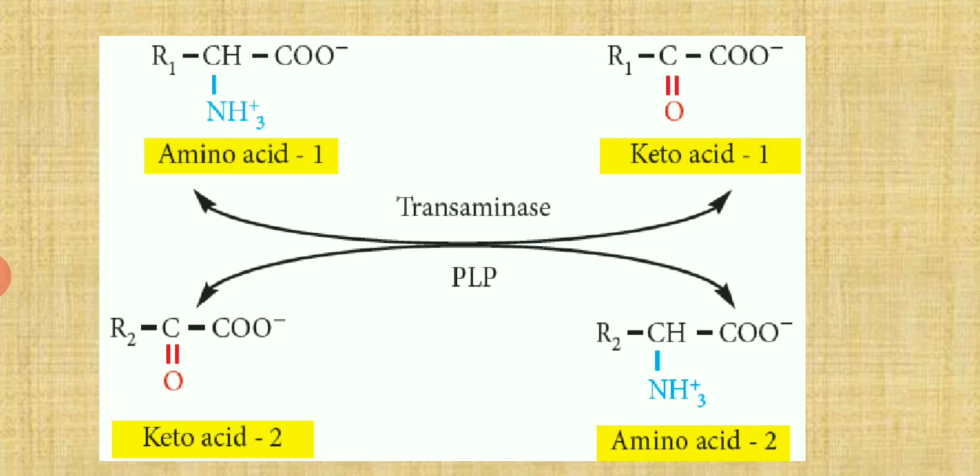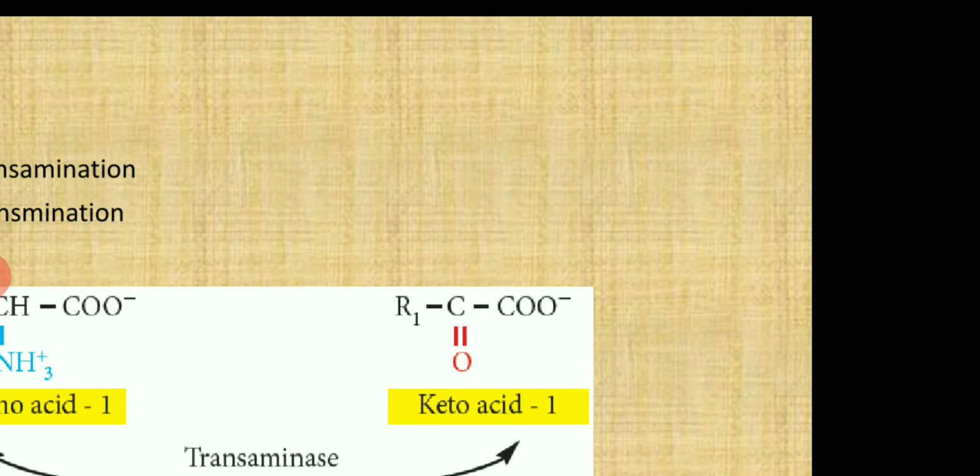So what is the importance of transamination reactions? It redistributes amino nitrogen amongst amino acids. It plays a role in catabolism of amino acids as well as synthesis of non-essential amino acids. Third, it produces glucogenic products such as pyruvate, oxaloacetate and alpha ketoglutarate. So these are the three important functions.